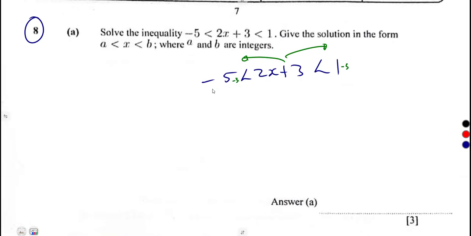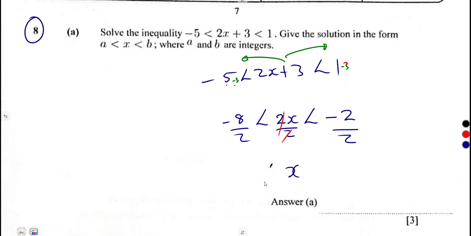Minus 5 minus 3 is minus 8, which is less than 2x, which is less than 1 minus 3. This is negative 3 here. So 1 minus 3 gives us minus 2. Divide by 2. 2 is positive, so it's not going to affect our inequality sign. That gives us x is greater than minus 8 divided by 2, that's negative 4. 2 and 2 cancel, that's negative 1. We have our answer, and we give the solution in this format where these are integers.